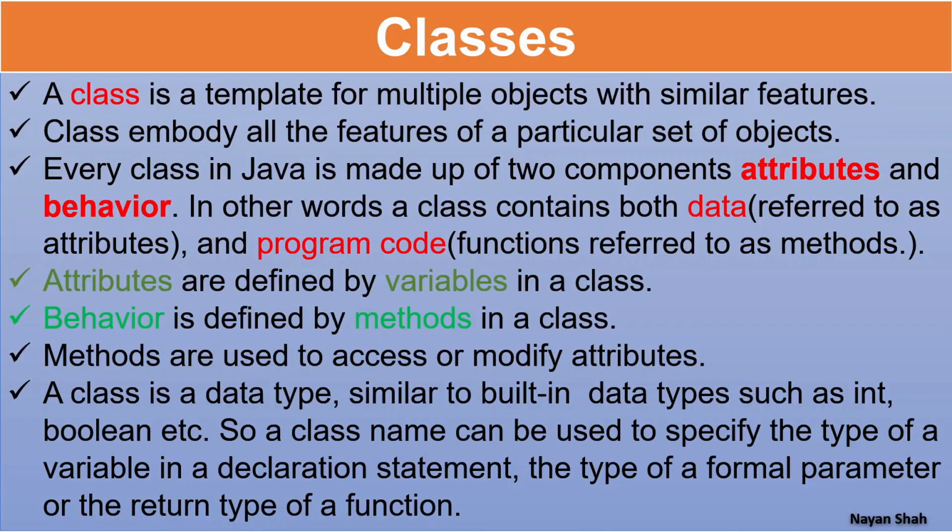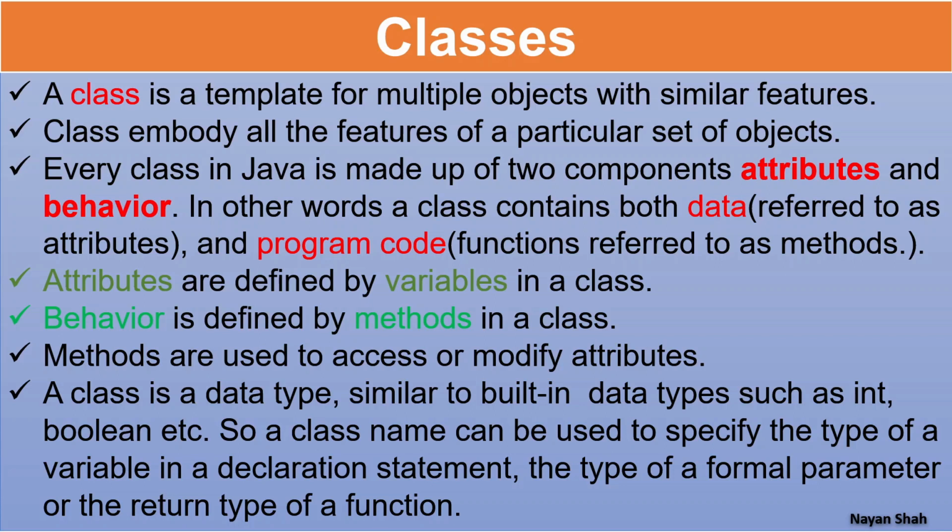In other words, a class contains both data and program code. Data which is referring to the attributes, that is variables, and program code referring to the methods or functions defined in the program. So in previous programming, that is in C, there was no concept of class. In C programming, attributes and behavior were written as we write in normal program. They were not contained within a class. So there was no concept of class. Whereas in Java, there is a concept of class.